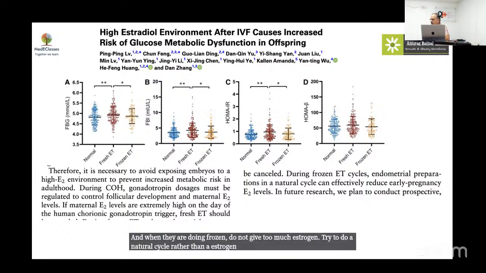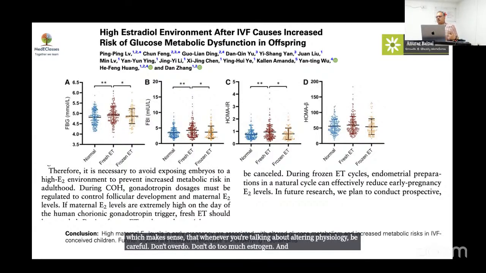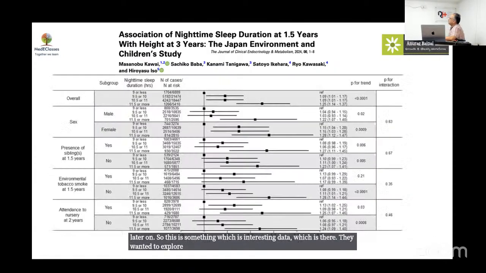So what they're trying to say, which makes sense, is that whenever you're talking about altering physiology, be careful. Don't overdo, don't do too much estrogen. And that's why they're saying that high maternal estrogen in early pregnancy is associated with risk later on. So this is interesting data, which is there. They wanted to explore it later on from that perspective.